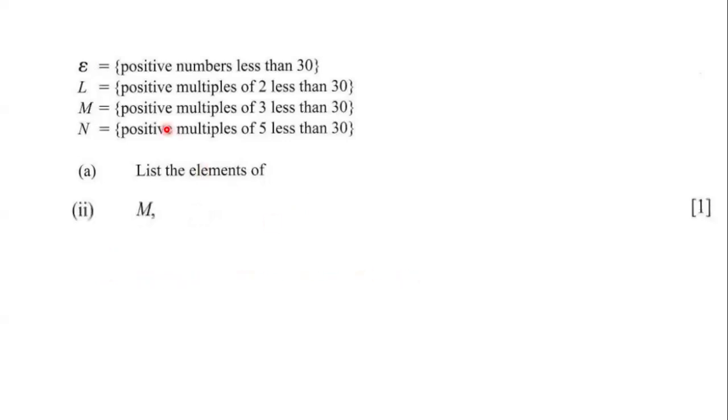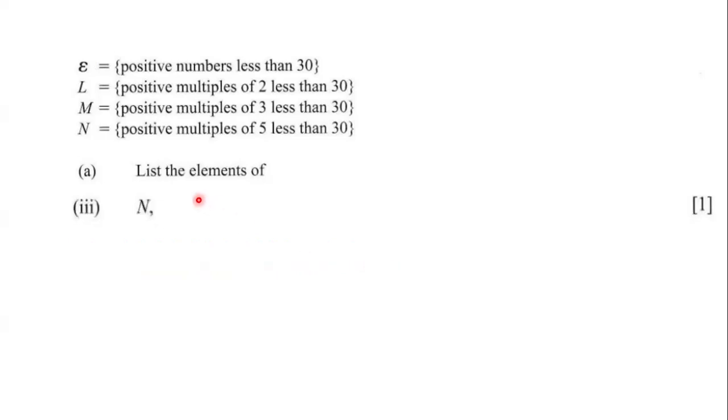Next, they want us to list the elements of set M. Now, set M contains positive multiples of 3 less than 30. And so what are the positive multiples of 3 less than 30? Well, we have 3, 6, 9, 12, 15, 18, 21, 24, and 27. So these are positive multiples of 3 less than 30.